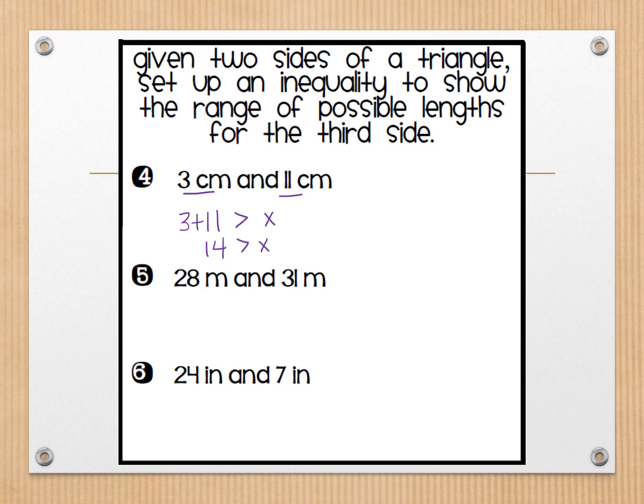So if I were to switch this around, x has to be less than 14, okay? Because in order to make this a true inequality, 3 plus 11, again, if those are my two smaller sides, those would have to be bigger than that third side. So the third side would then have to be less than 14. On the other hand, what if these are my two biggest sides? What if it's something less than 3? Then to get that other length, we would have to subtract. So I would take 11 minus 3, and x would have to be greater than that.